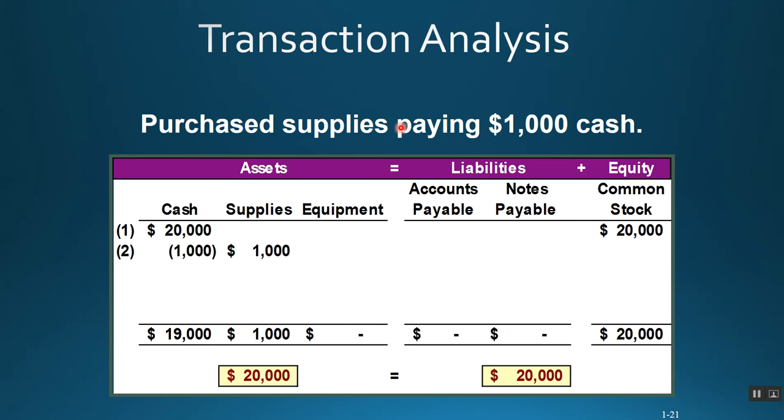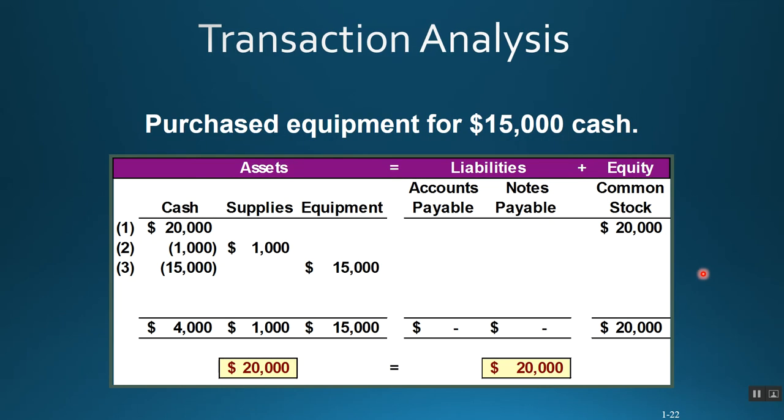Well, what about supplies in the business? Is it increasing or decreasing? It's increasing. Why? Because we didn't have supplies before and now we have $1,000 worth of supplies. So notice how that impacts the accounting equation. Notice that we are still balanced at $20,000 on both sides of the accounting equation. Purchase equipment for $15,000 cash. Another cash transaction. So instead of purchasing the equipment on account, decided to pay $15,000 in cash for it.